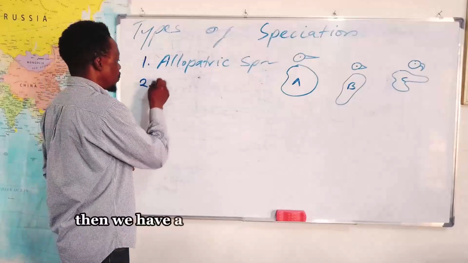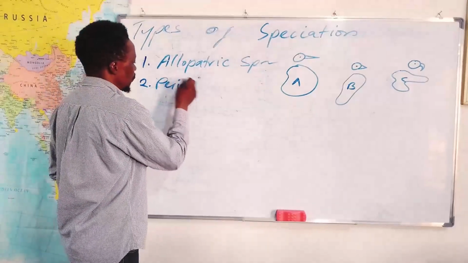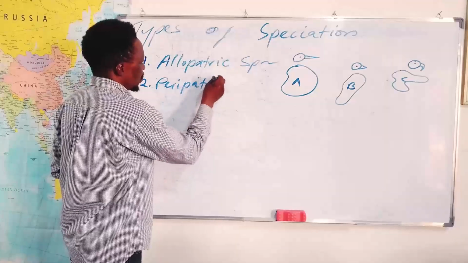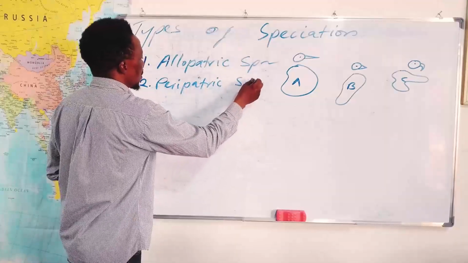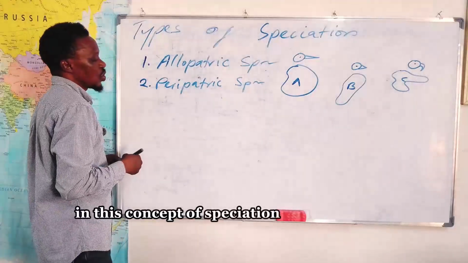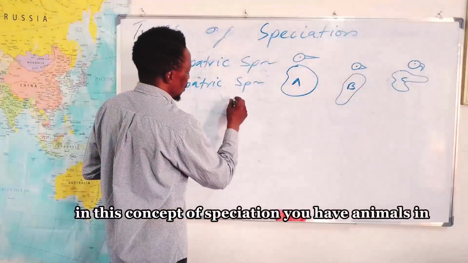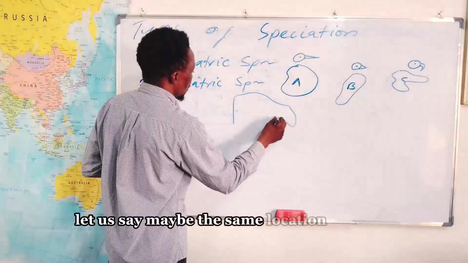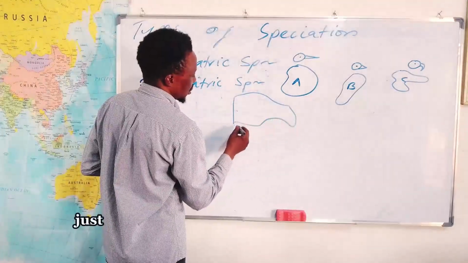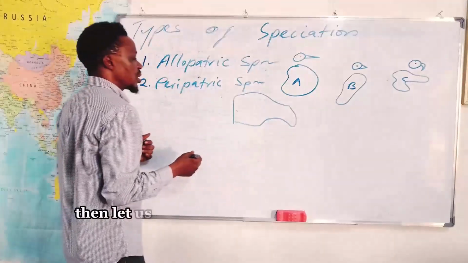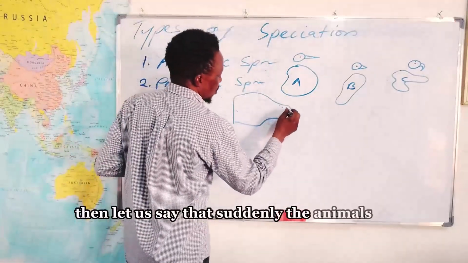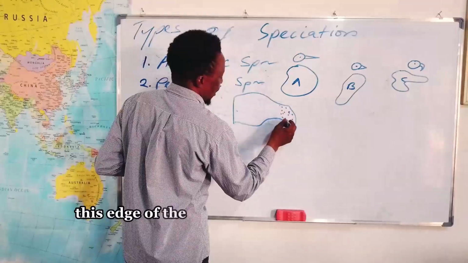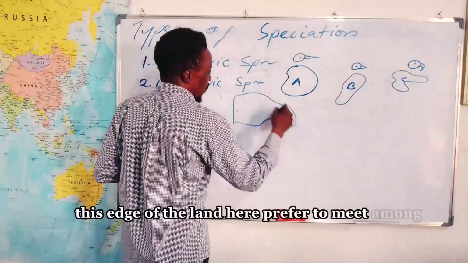Then we have peripatric speciation. In this concept of speciation, you have animals in the same location. Let us say, maybe, just a piece of land. Then let us say that suddenly the animals in this angle, this edge of the land here, prefer to mate among themselves.